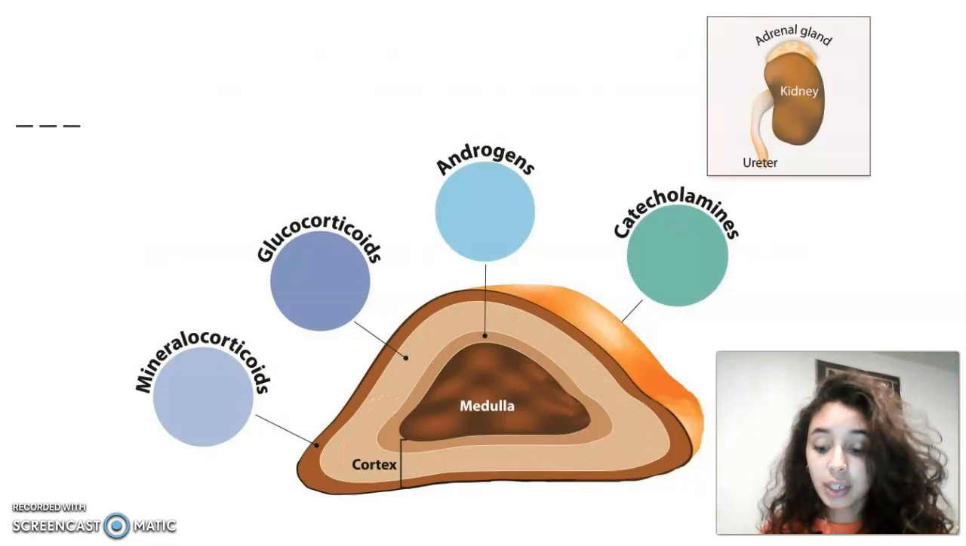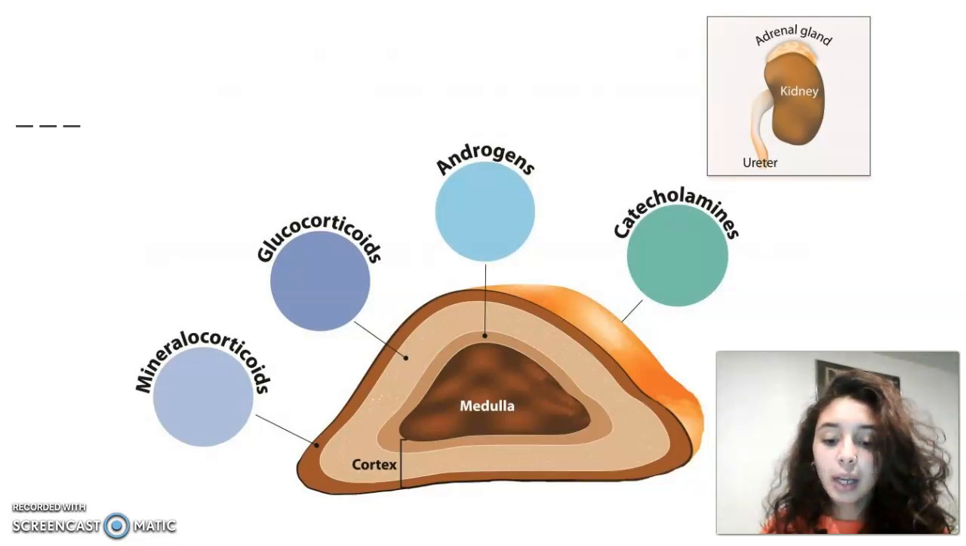DHEA is an androgen, which mostly gets converted into hormones like estrogen and testosterone, which we know well. Testosterone is an androgen, and it's the main hormone in men responsible for the male sex organ development and those secondary sex characteristics like facial hair.